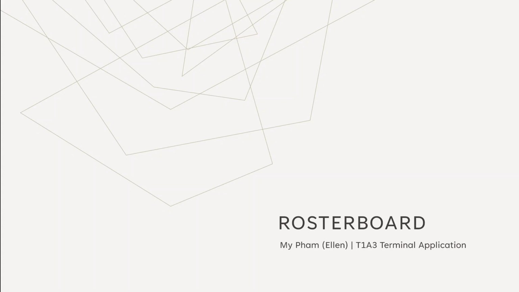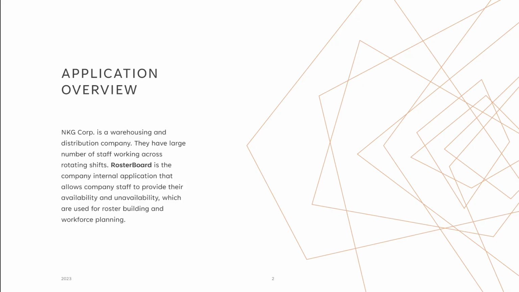Alright, let's get started. First is the overview of the application. Let's suppose we have an imaginary company called NKG Corp. NKG Corp is a warehousing and distribution company. They have a large number of staff working across rotating shifts.